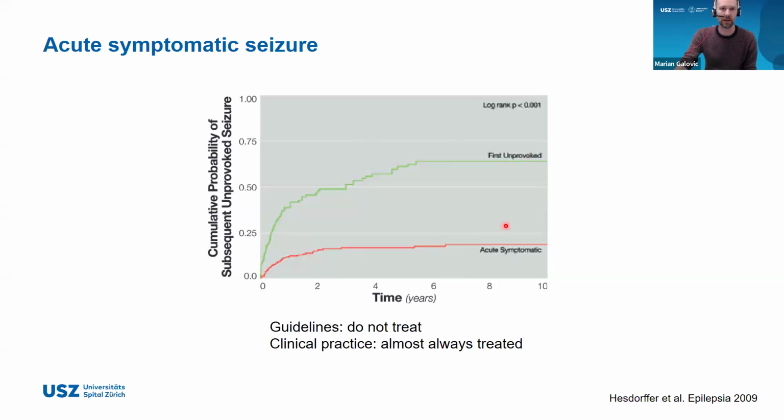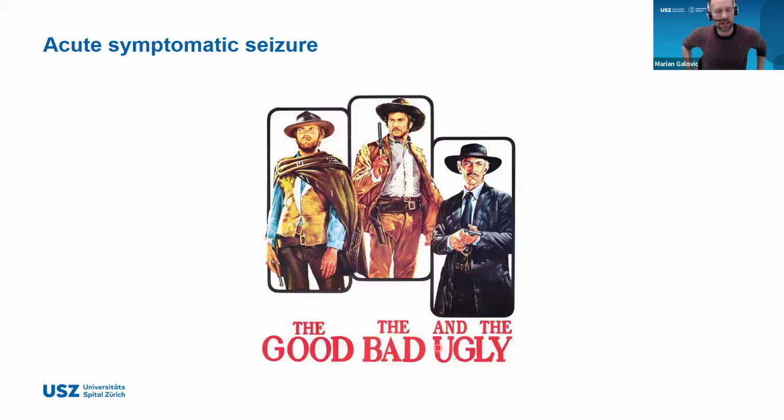Whereas if you look at acute symptomatic seizures, their risks are much, much lower, around maybe 20% according to this study. So the guidelines usually say, do not treat acute symptomatic seizures, but the reality is that they almost always get treated, and many patients get treated for several months or some even for years. I like to advocate for distinguishing between subtypes of acute symptomatic seizures, and I like to speak about the good, the bad, and the ugly.